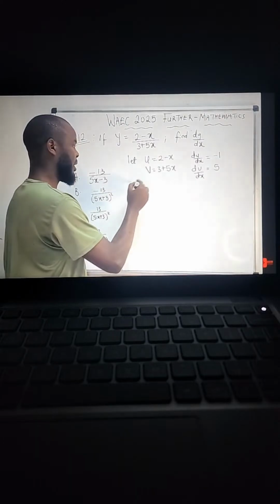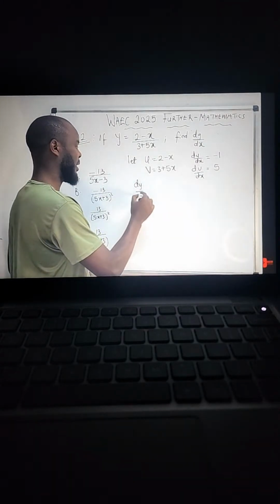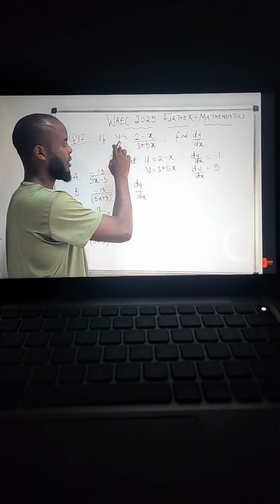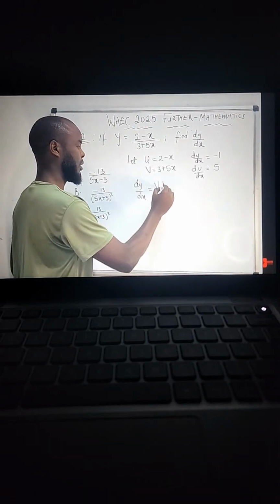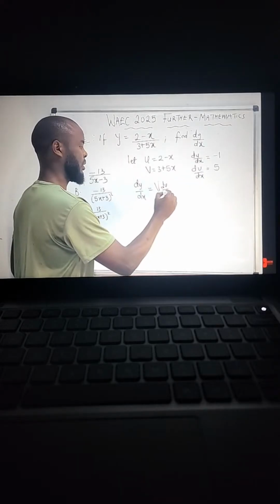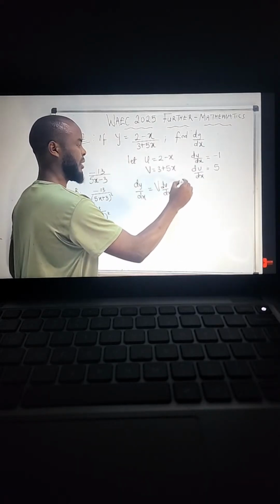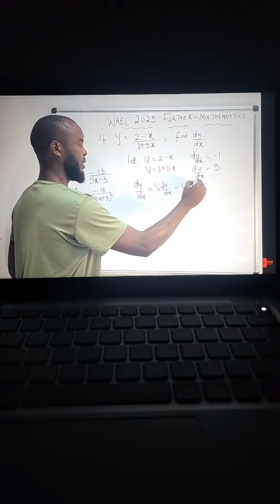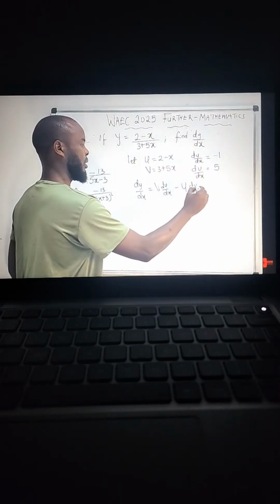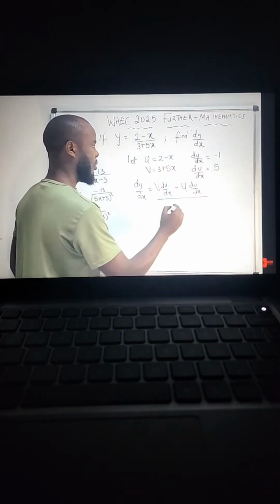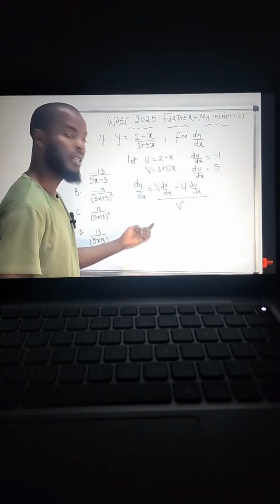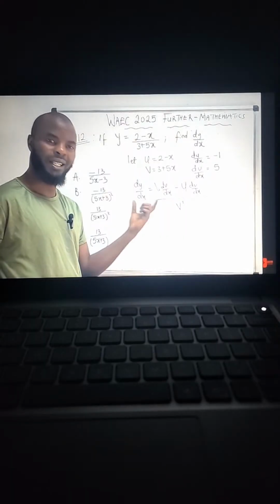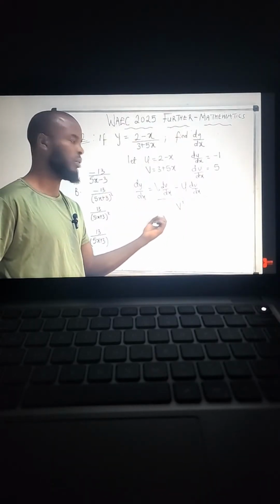Okay. Now, the derivative, dy/dx. If you want to differentiate this function with respect to x, you're going to use v du/dx minus u dv/dx, all over v squared. So this is the formula for the quotient rule. And now we want to plug in the values in this.